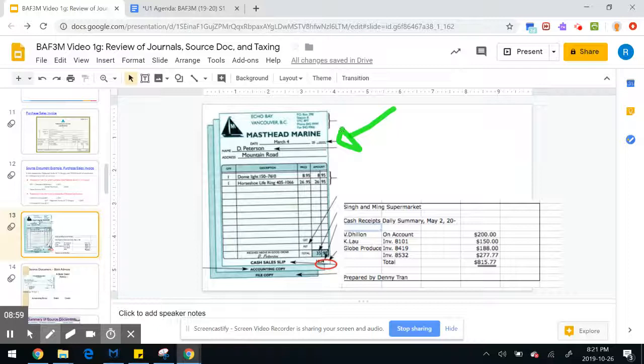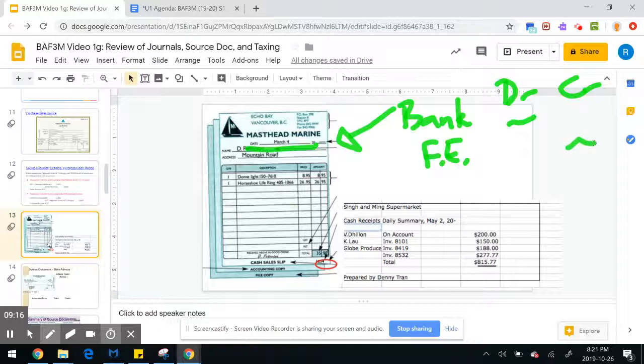Let's say we're Masthead Marine. A cash sale means that a customer gave us cash in exchange for services performed. So we would have bank as our debit. Okay. And our credit would be whatever our revenue account is, maybe fees earned. All right. We just read the cash sales slip and figure out our credit, and then we just put the cash sales slip down. So cash sales slip, very straightforward in terms of what that means as a source document.